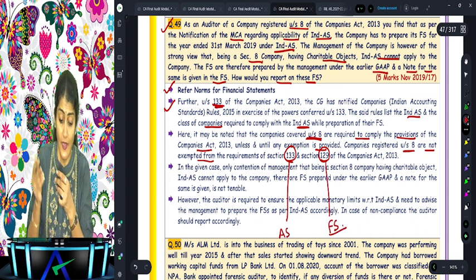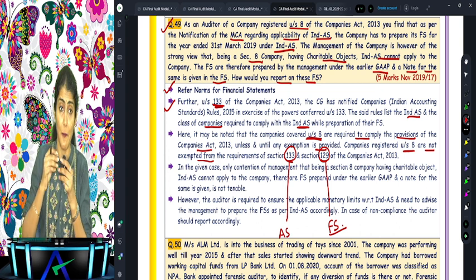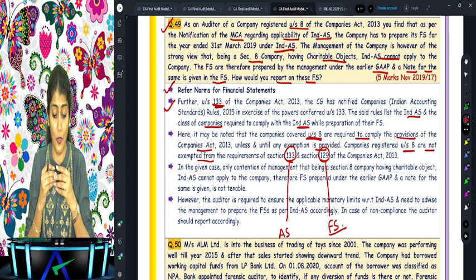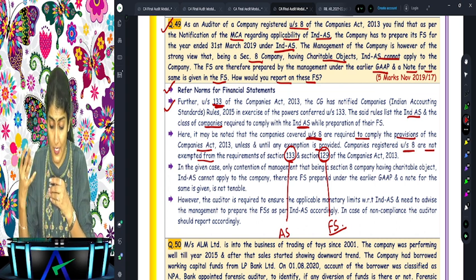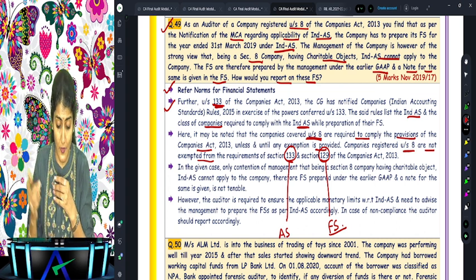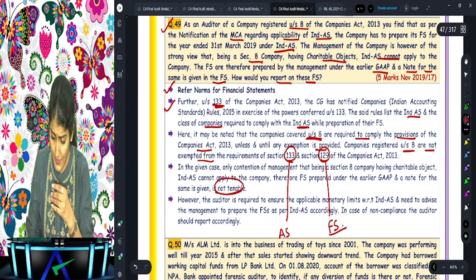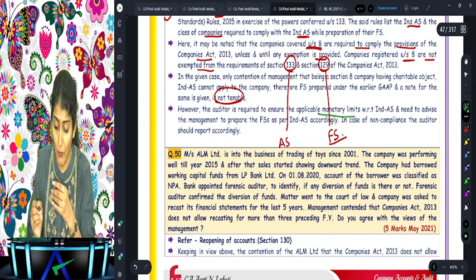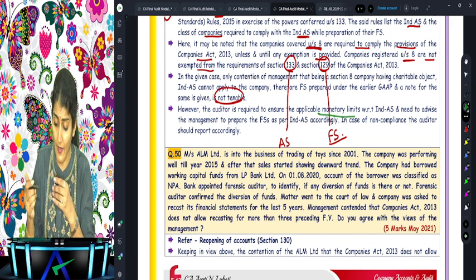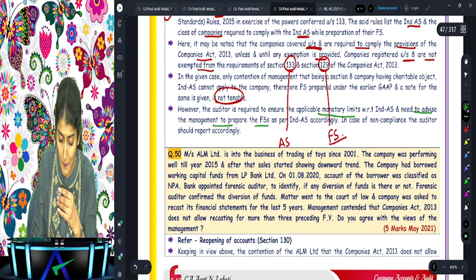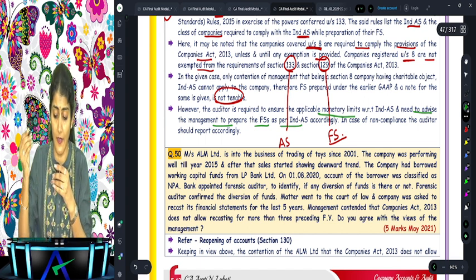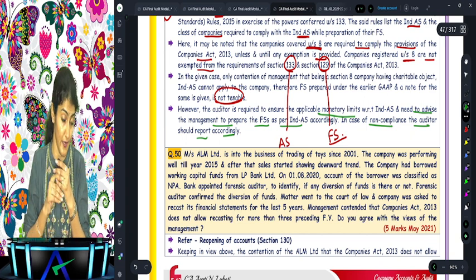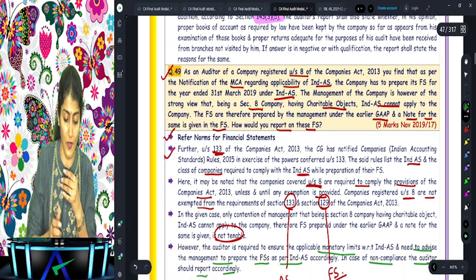Financial statements. In the given case, the only contention of the management is that, being a Section 8 company having charitable objects, Ind AS cannot apply to the company. Therefore, preparing financial statements under earlier GAAP, with a note for the same, is not tenable. However, the auditor is required to ensure the applicable monetary limits with respect to Ind AS and needs to advise the management to prepare the financial statements as per Ind AS accordingly. In case of non-compliance, the auditor needs to report.